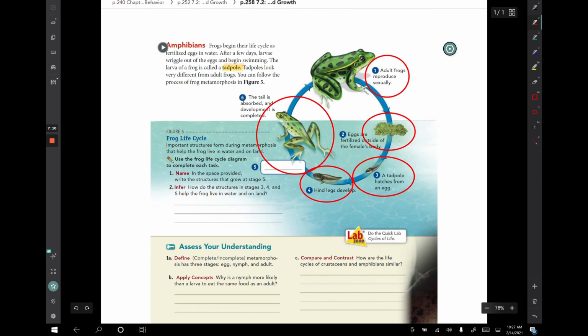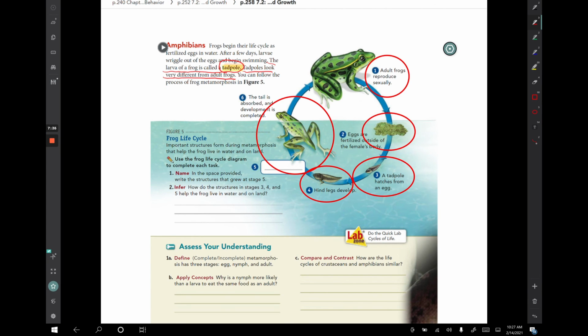So it's important to understand again that the larva of the frog is called a tadpole. I think we all know tadpole and frog, but we may never have thought about the fact that the tadpole is actually a larval stage for the frog. The tadpoles look very different from the adult frogs.